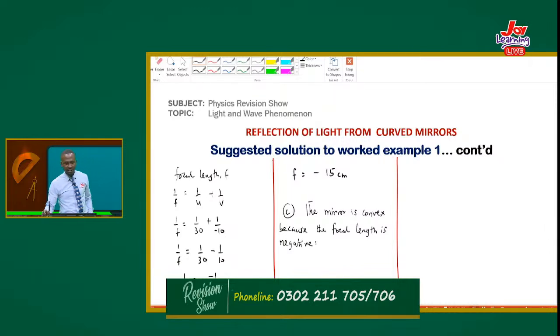So that is it. We've been able to apply the knowledge that we have to solve the question, bearing in mind how to treat concave and convex mirrors, bearing in mind the types of images they form.